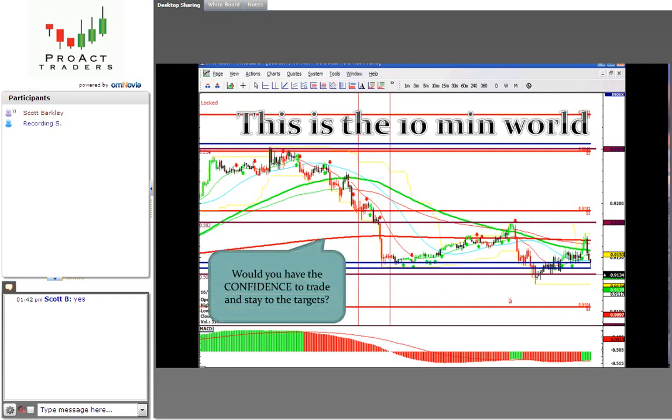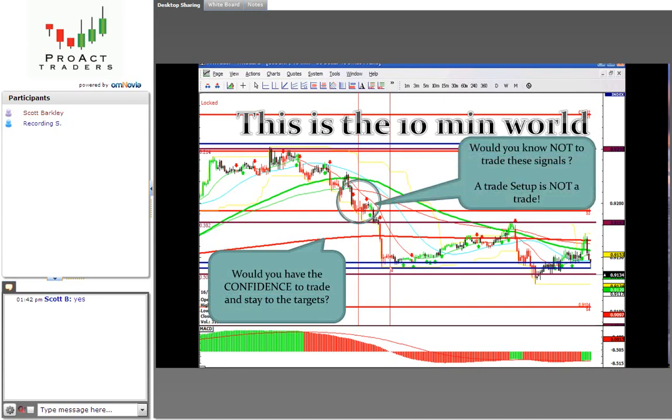Would you have confidence to trade and stay into those targets if you knew where they were? Because as you see, the market knows where they are. All right, that's number one. Number two, would you know not to trade those signals because they're too close to the target? You see? That's where traders usually get whacked, is right here, and then they miss the move down here, or they get a move down here and it retraces on them and they bail on the trade, like right up in this area.